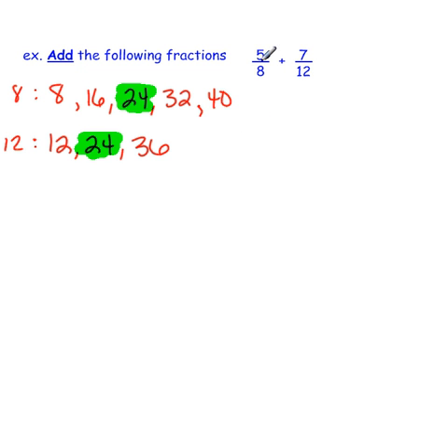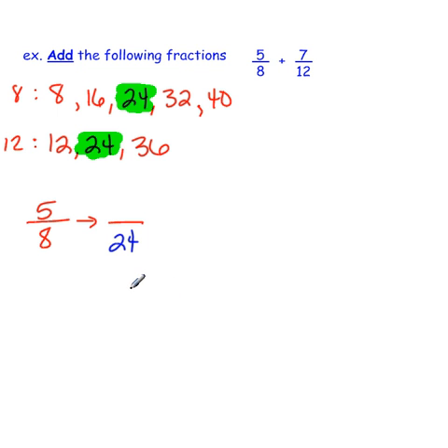So we have got to turn 5/8 into a fraction that has a denominator of 24. That's what we want. Now, we've talked about how to find equivalent fractions, so let's utilize our knowledge right now.